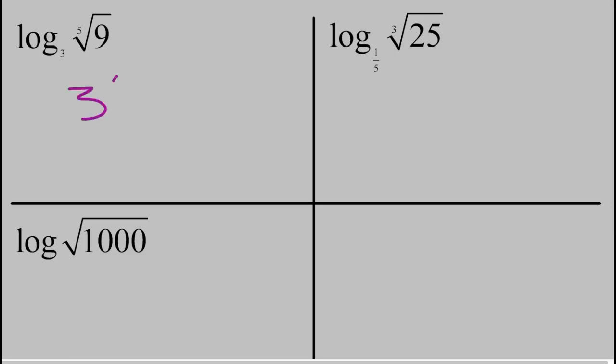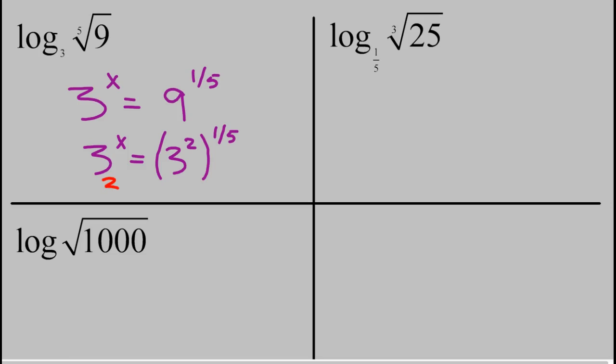3 to the unknown power, I'll say x, is equal to 9 to the 1/5, right? 9 is the same as 3 squared, so this is going to be 3 to the x is equal to 3 squared to the 1/5. So 3 to the x equals 3 to the 2/5 when x is 2/5. Neat.